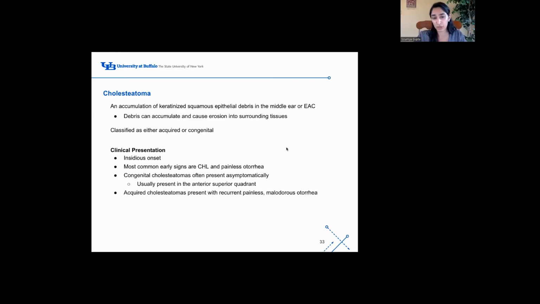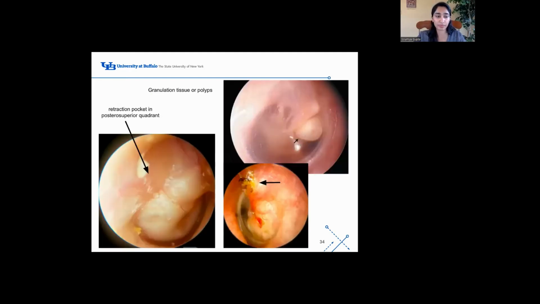Whereas acquired cholesteatomas may present with recurrent painless, malodorous autorrhea. And here, sometimes they have granulation tissue or polyps. We can see that the cholesteatoma is around here and here, in both cases in the anterior superior quadrant. And sometimes there are these retraction pockets in the posterior superior quadrant.